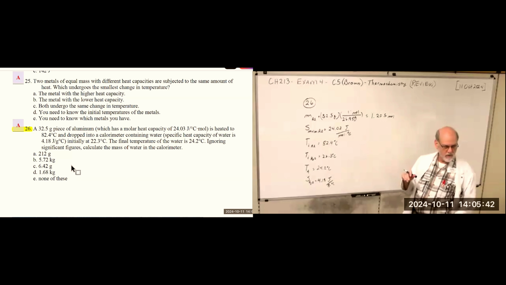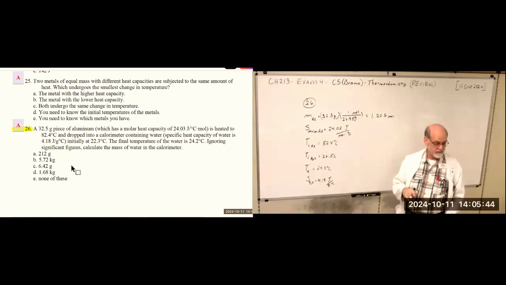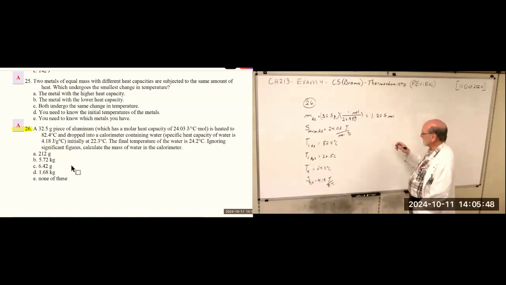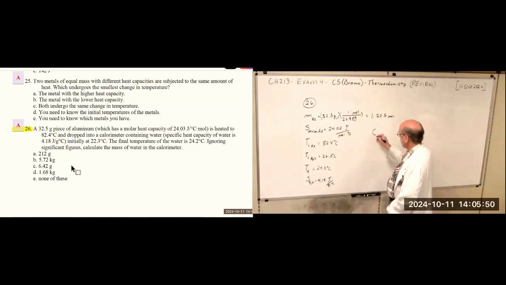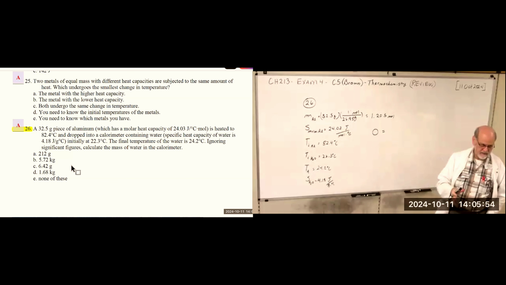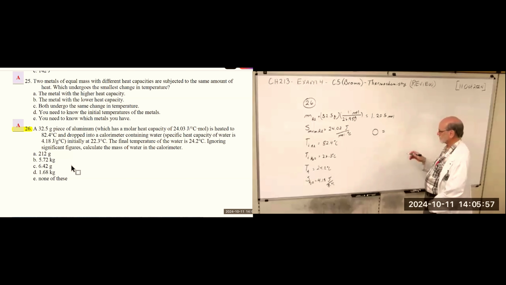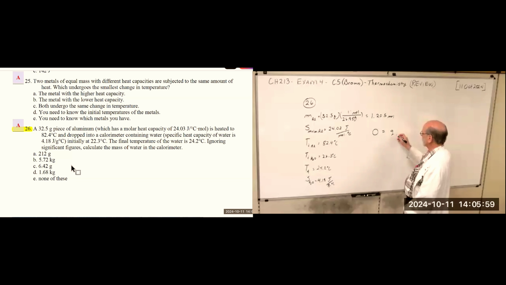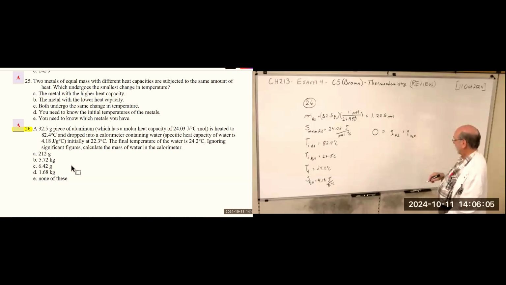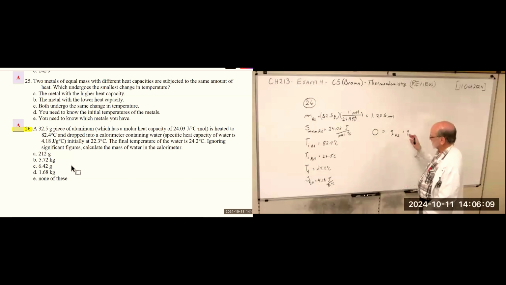Now we have to set up the problem. Remember, calorimeters are isolated systems. They're even isolated from their surroundings. So an isolated system says that everything that happens in that calorimeter in terms of heat has to sum to 0. So we've got a Q factor for the aluminum and a heat factor also for the water.